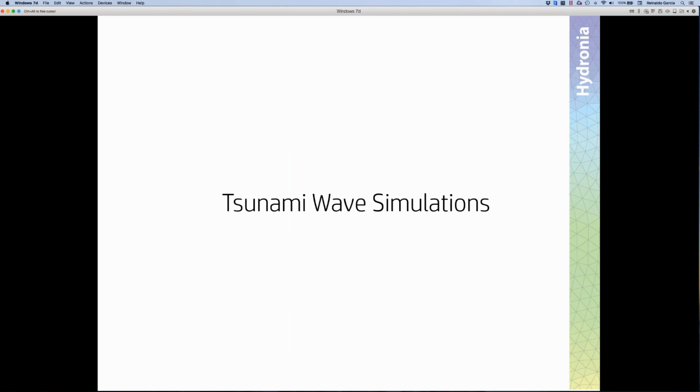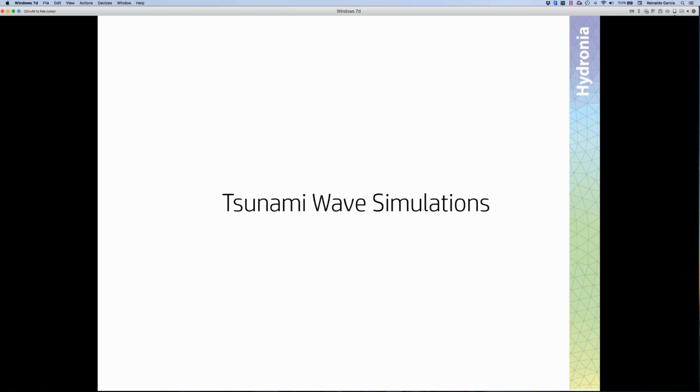The first, let me show you a tsunami wave simulation. And a tsunami, as you know, is a solitary wave, so it's a single wave usually, or a couple of waves at most, and they are extremely important because they can generate catastrophic effects on coastal areas.